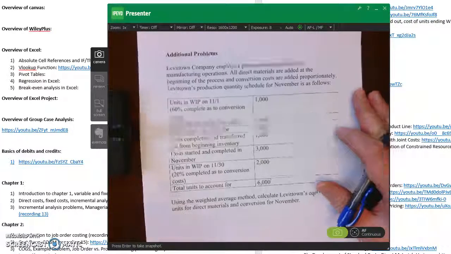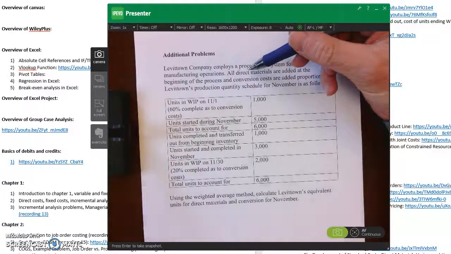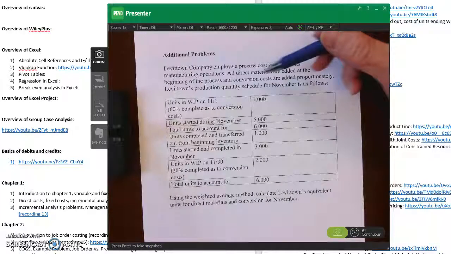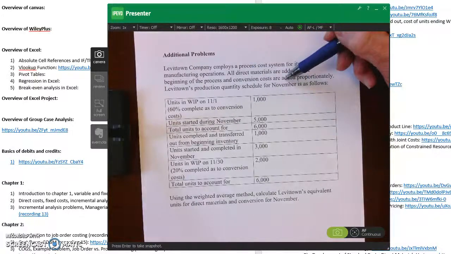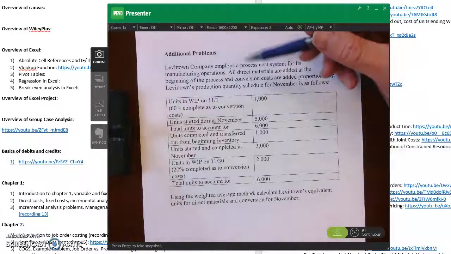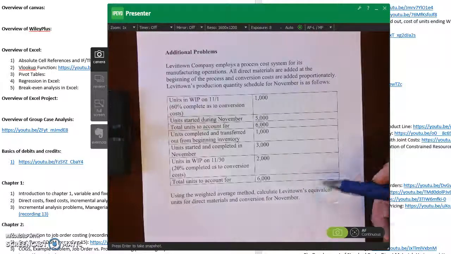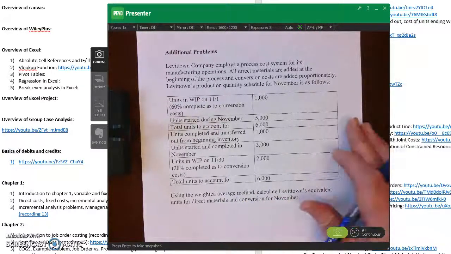So our first one, Levittown employs a process costing system for its manufacturing operations. All materials are added at the beginning of the process. All conversion costs are added proportionally during the accounting period. And in the production process, here's our production quantity schedule. Calculate the equivalent units for materials and for conversion, okay?